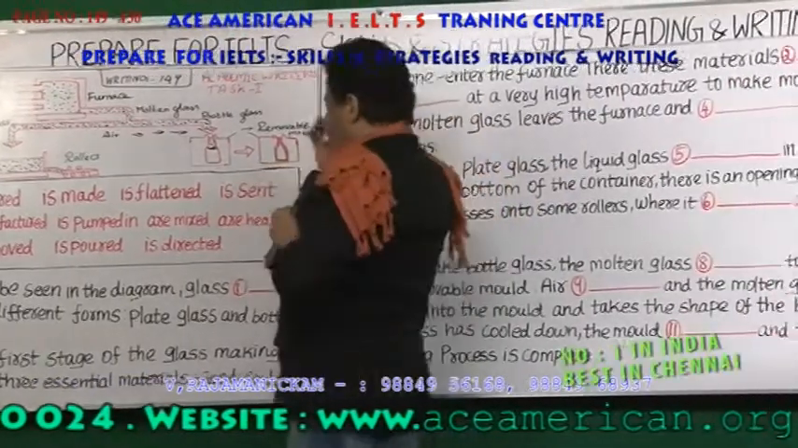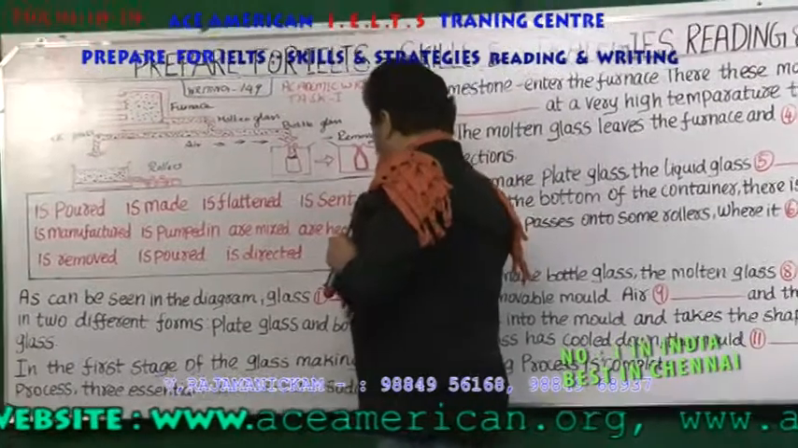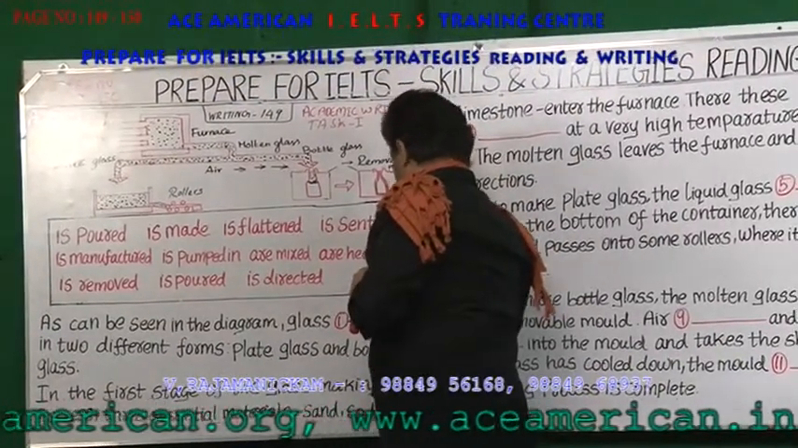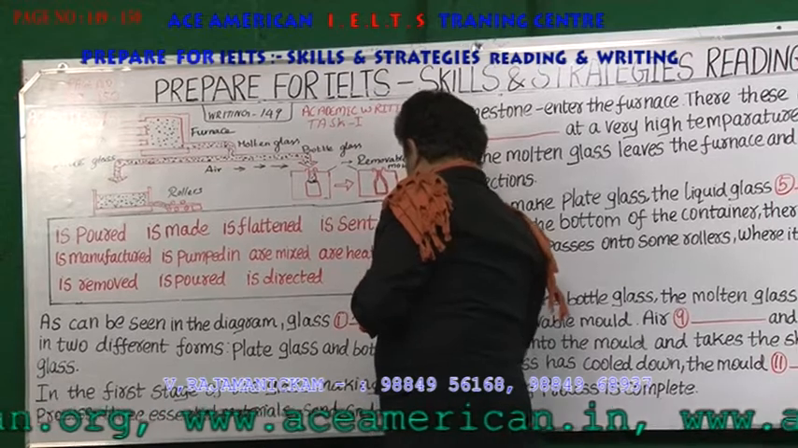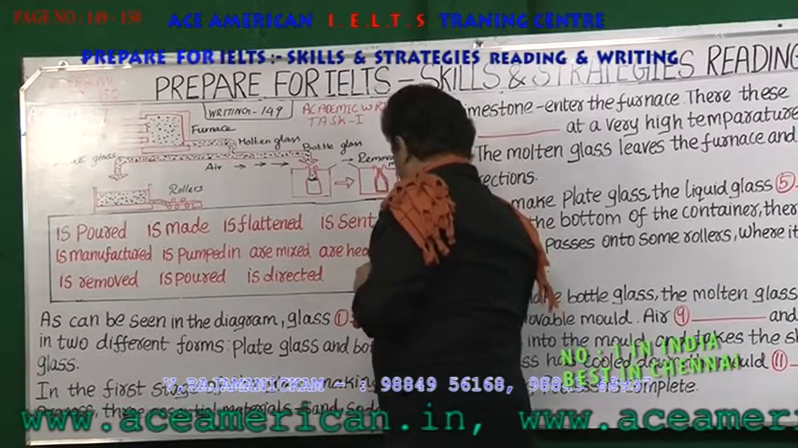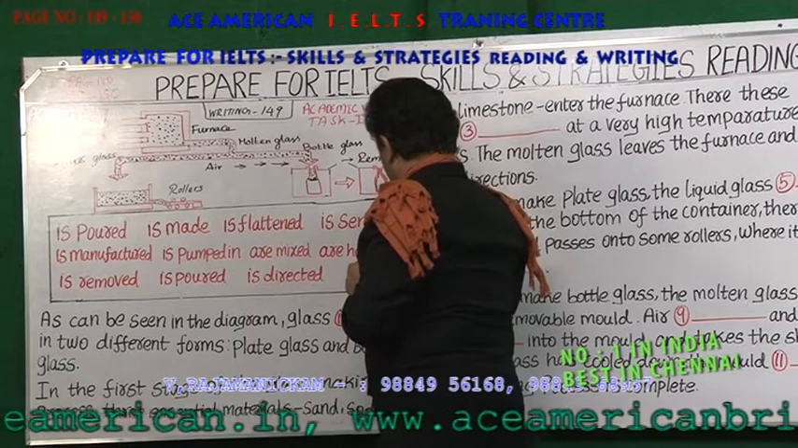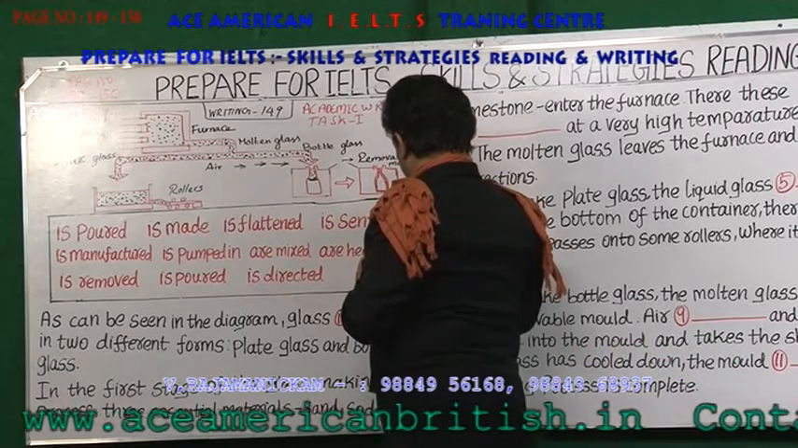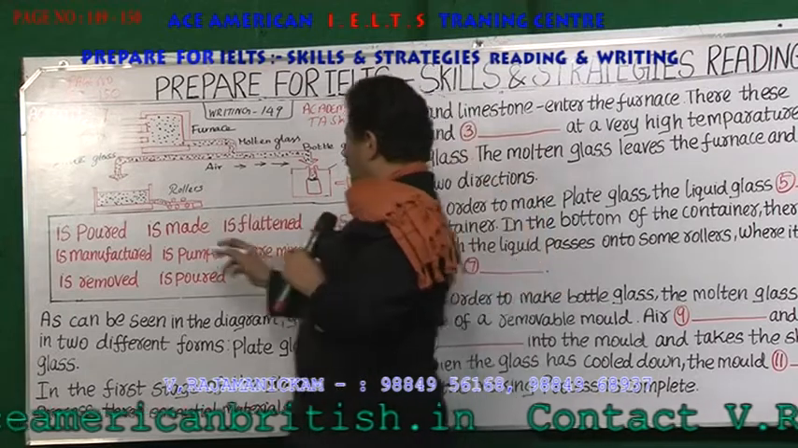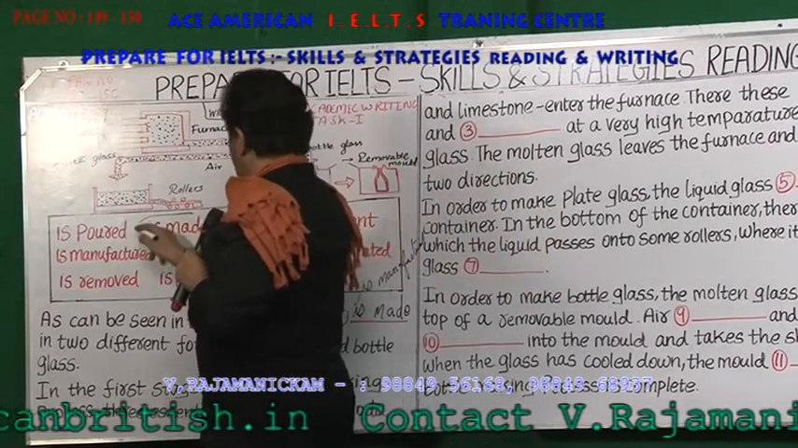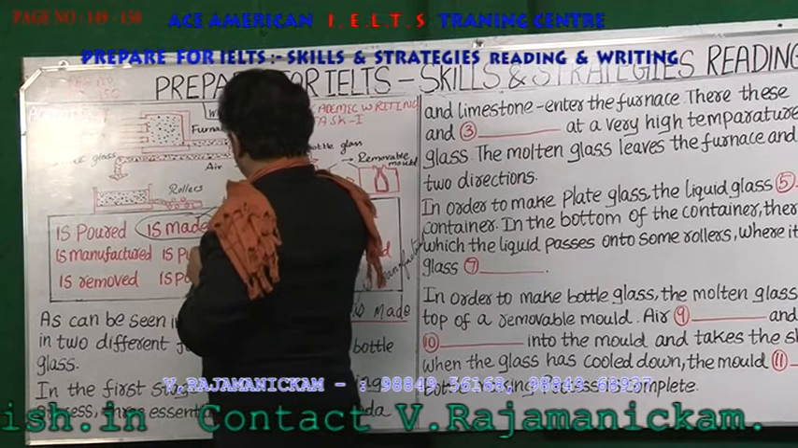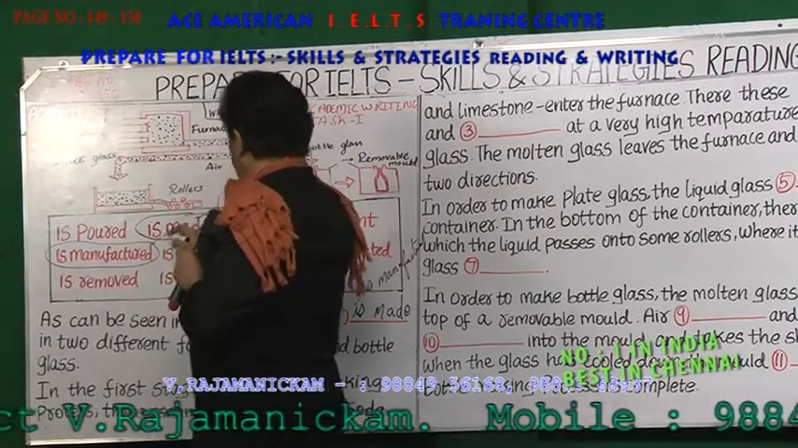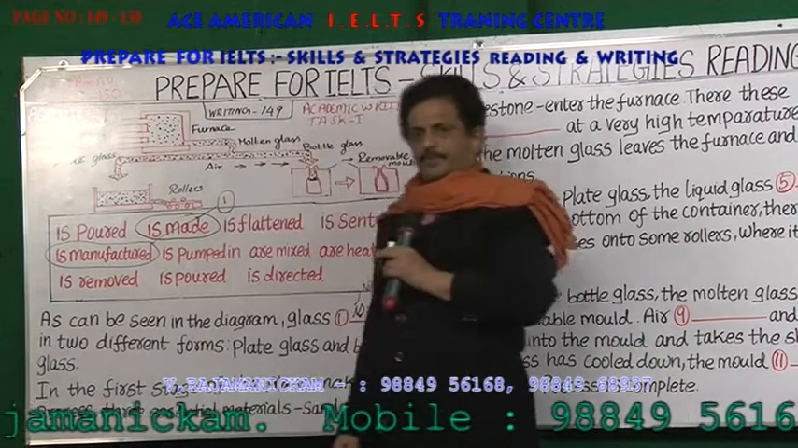So the first answer is what, sir? The first answer is manufactured, is made. You can use "is made" or "is manufactured." So both are correct. So this "is made" is number 1, right? This "is manufactured" also can be used as number 1, right, sir?